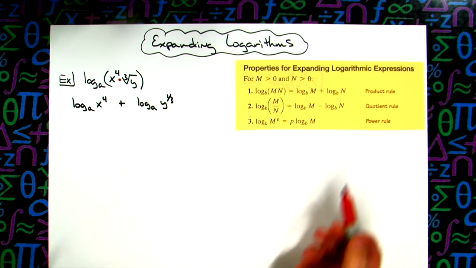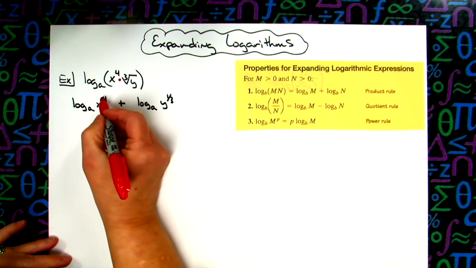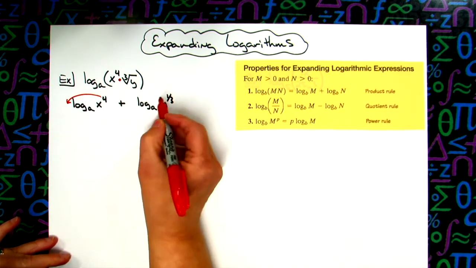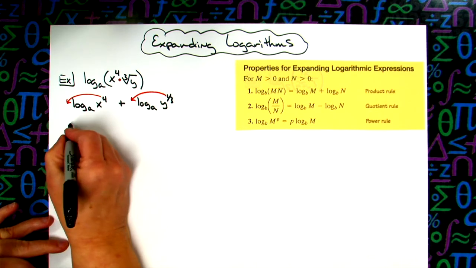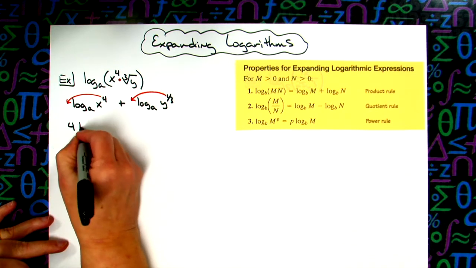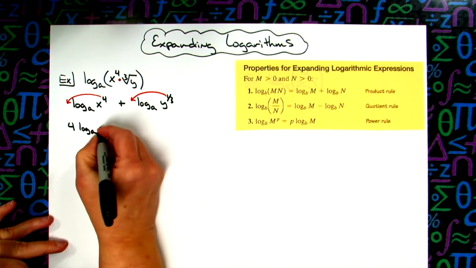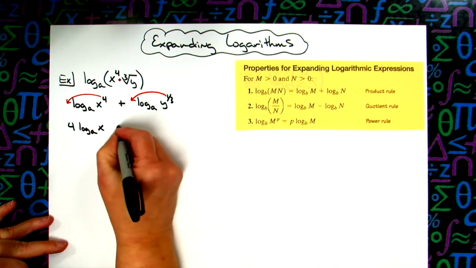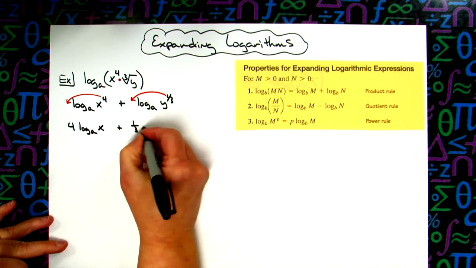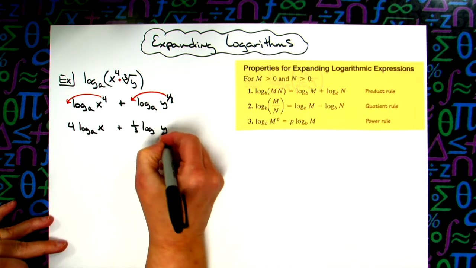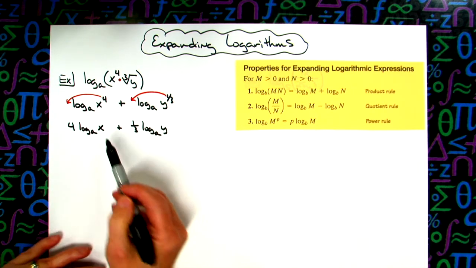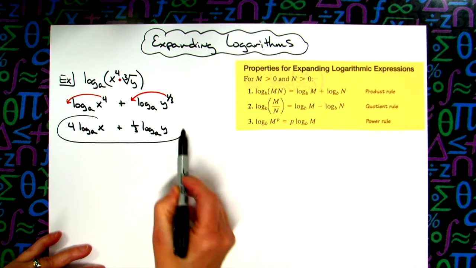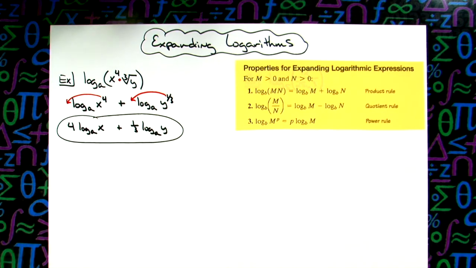All right, now I'm going to implement this power rule that says I can bring this 4 down in front, and I can bring the 1/3 down in front. So I'm going to have a 4 log base a of x plus 1/3 times the log base a of y. All right, so I have expanded that out the best I can there, and that one was pretty straightforward, implementing just the product rule and the power rule.